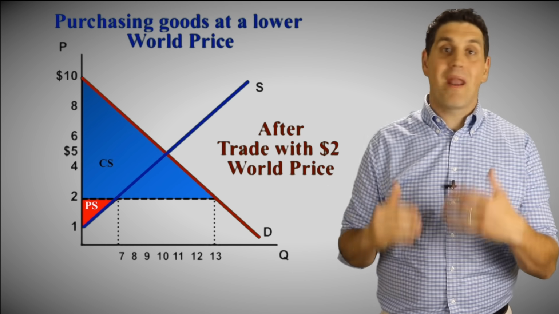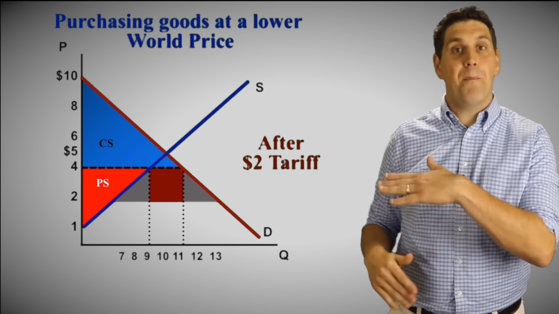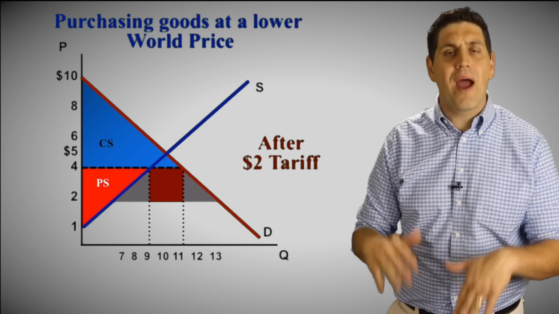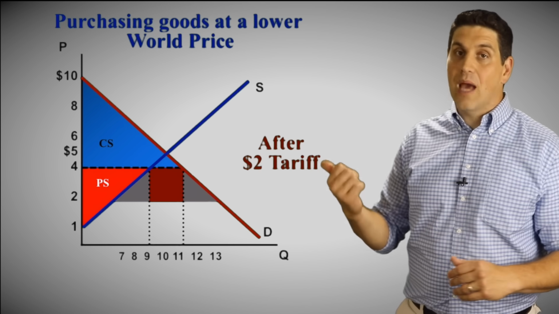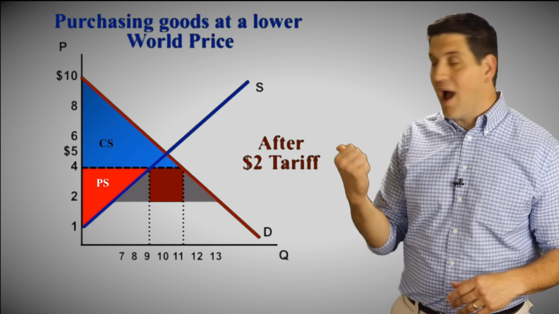You might see a question about a tariff. If this world price goes up because the government says, we don't like that low price, let's put a tariff on it. That creates deadweight loss like this, and there's a tariff revenue box right there in the middle.